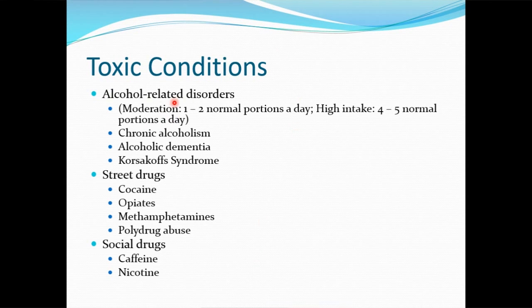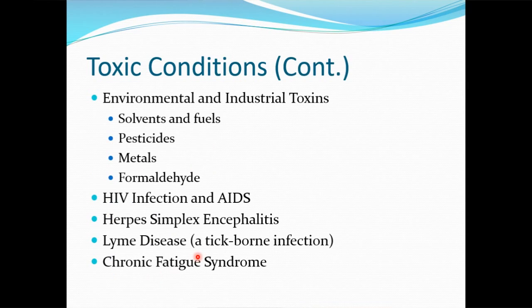Alcohol-related disorders is quite prominent. When we think of alcohol-related disorders, we think of chronic alcoholism, alcoholic dementia, Korsakoff syndrome, street drugs affect us, and then social drugs. But we also need to consider environmental and industrial toxins. So if somebody's coming to see us, we need to find out what type of work they were doing. I'm thinking about an adult now, so we're talking about adults. Did they work in an environment with a lot of pesticides? You know, were they farm workers, for example? You need to take that into account.